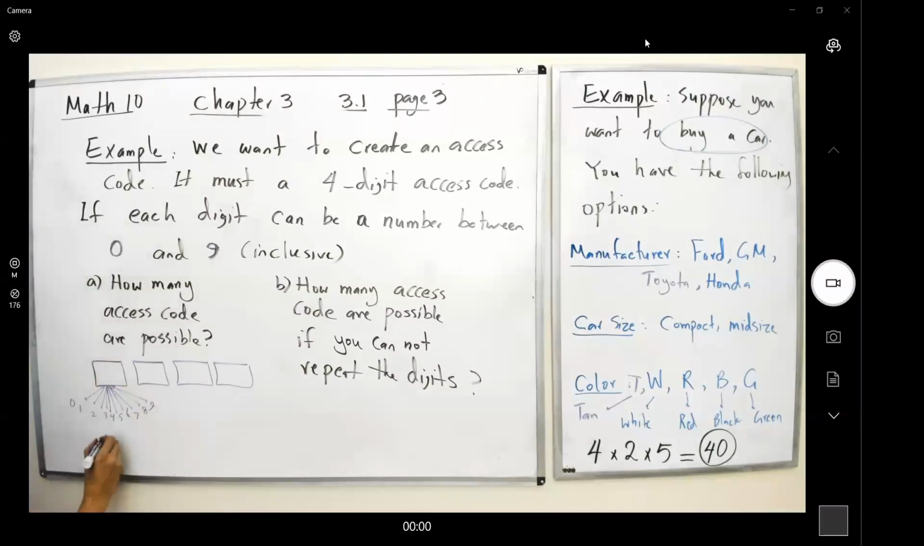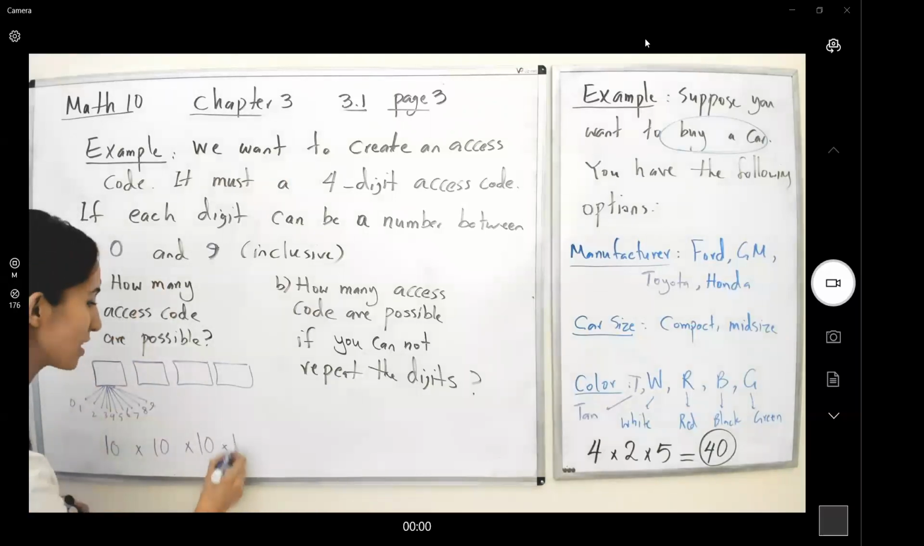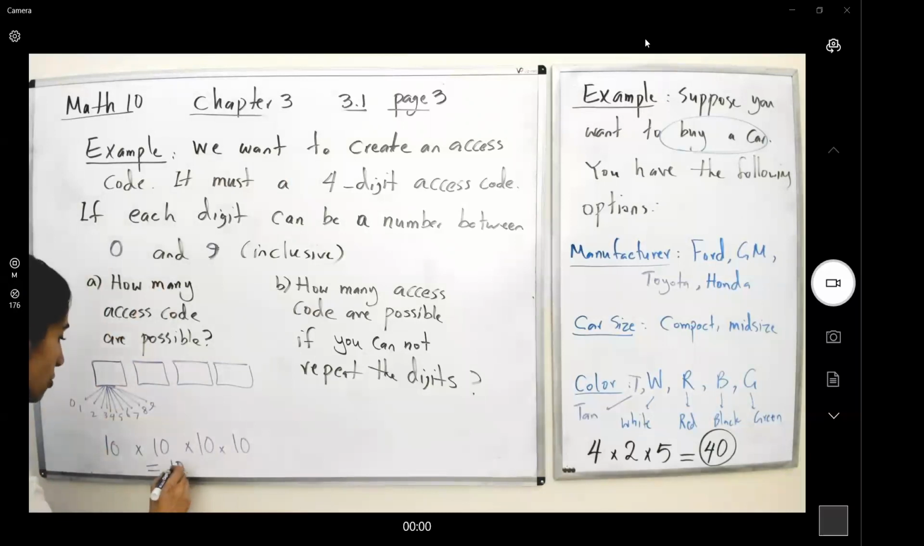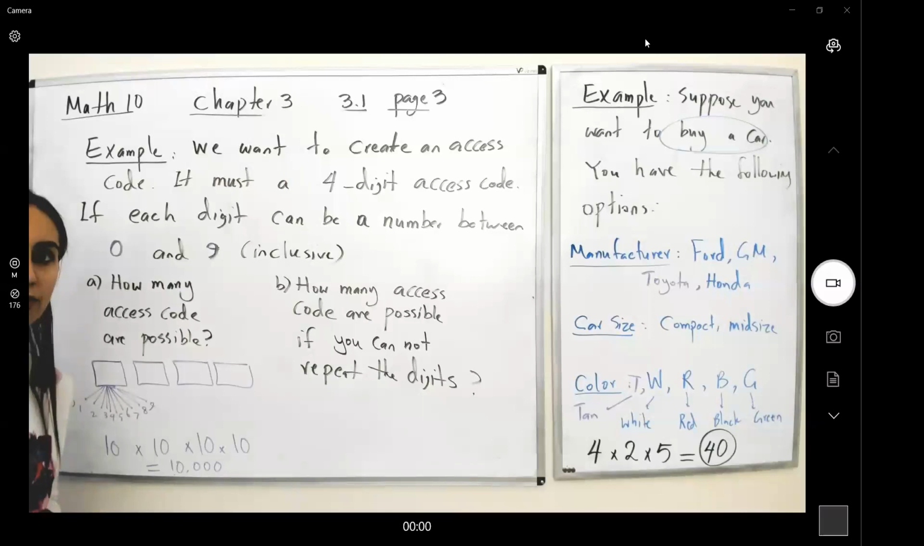So you have 10 choices for the first subtask. Since you can repeat these, you have 10 choices for the second task. You have 10 choices for the third task. You also have 10 choices for the last task. So how many? 10,000. Excellent. This is equal to 10,000 different access codes are possible.